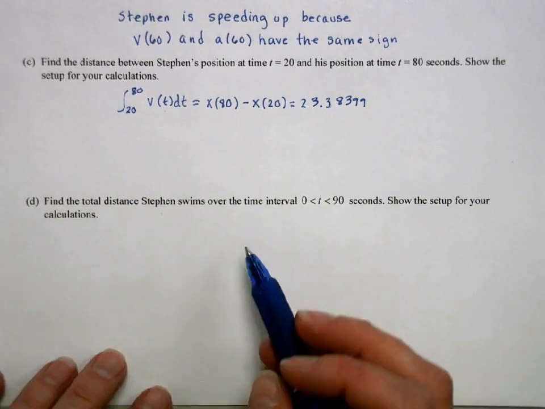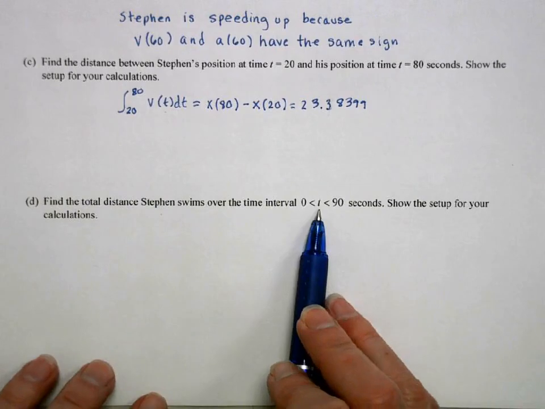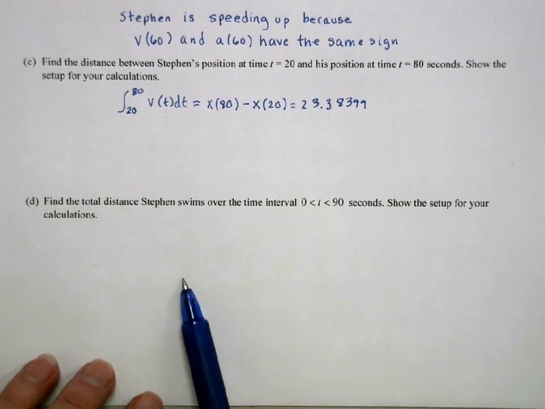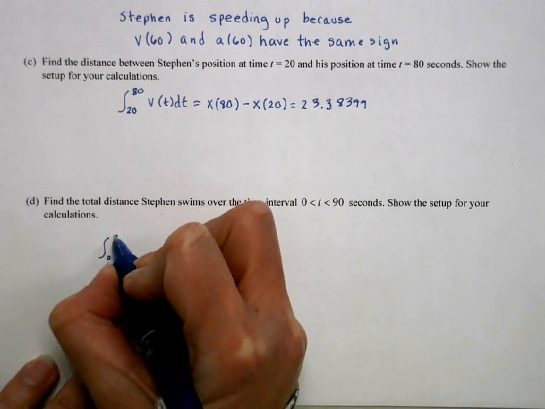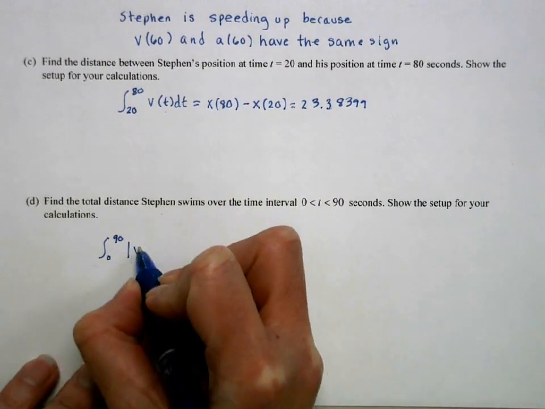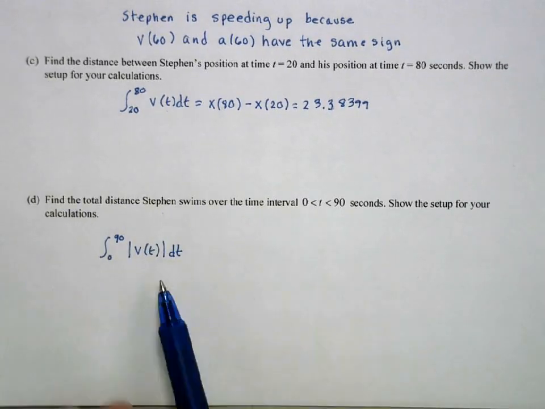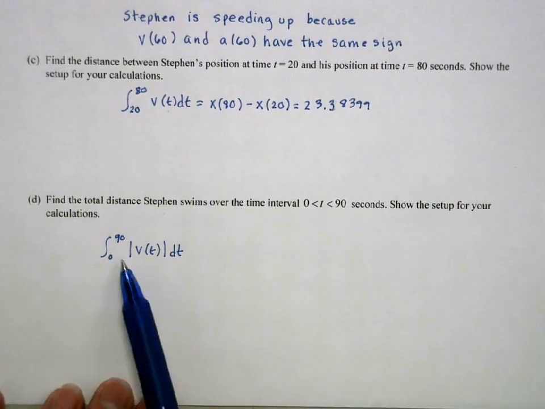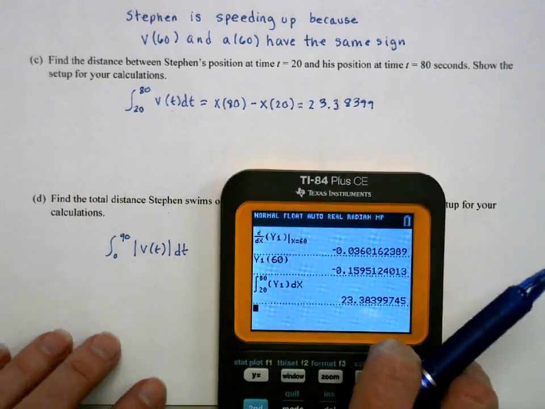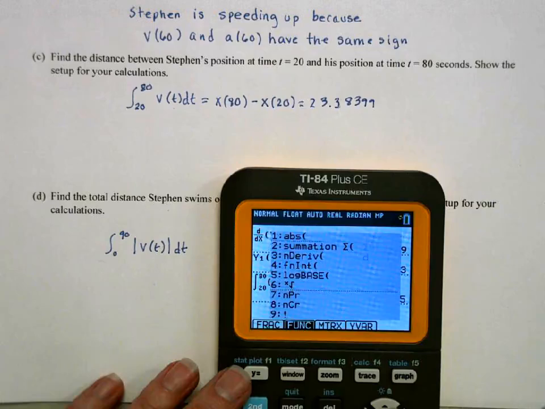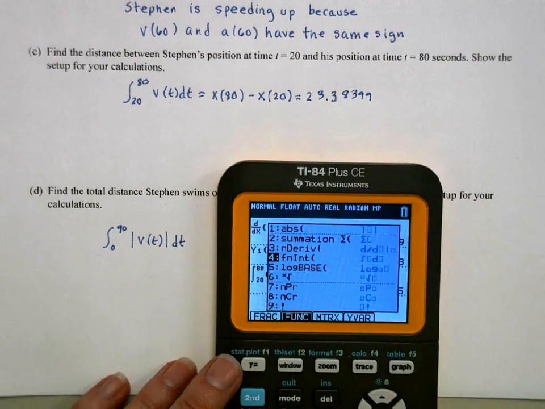So total distance, we know that he changes direction at some point here. So there's a difference between displacement and total distance. For total distance, we want to use the absolute value of velocity, because if we're going one direction and then the other direction, we're adding both positive area and negative area. So throwing that absolute value fixes that for us. If we didn't have the absolute value, you'd end up with displacement.